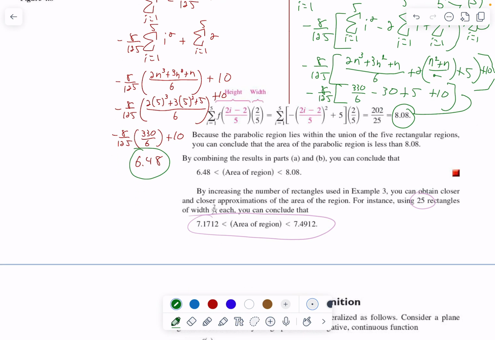And if you look down here, if we were to do, say, 25 rectangles, you're going to get a much closer approximation. And if you did 100 rectangles, it might go from, I'm just guesstimating here, let's just say between 7.28 and 7.34 or whatever. And then 1,000 rectangles and so on.